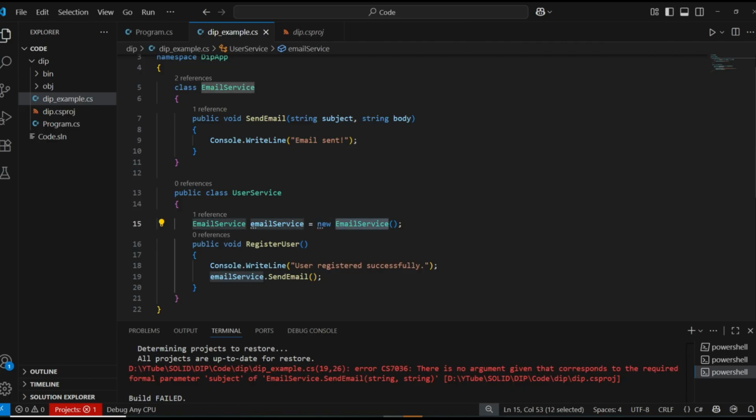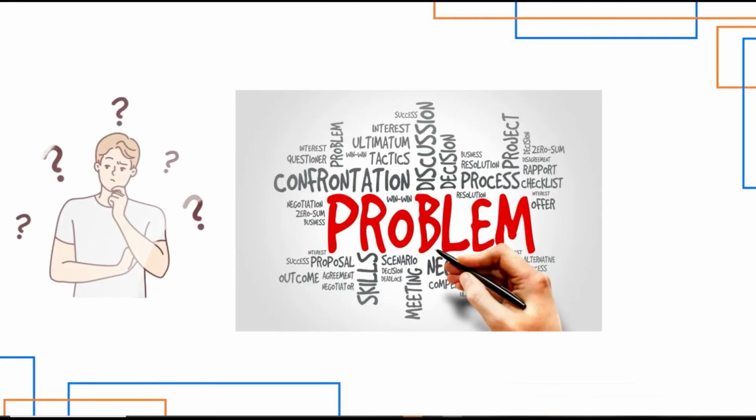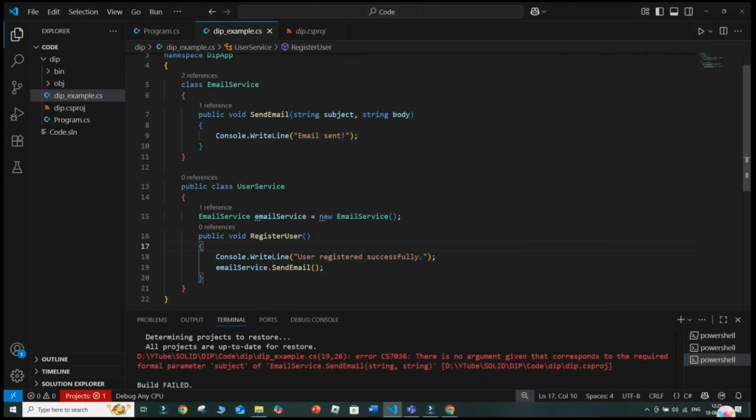Basically, user service has made the decision of what to use inside itself. And that's not its job. So, what's the problem with that? Number one, we can't easily swap email services for another service, like SMS service. If you have to use SMS service, you have to come to user service class and make changes here, right? That is what we want to avoid. That is the problem when we have tight coupling.